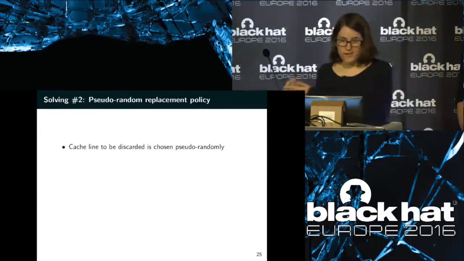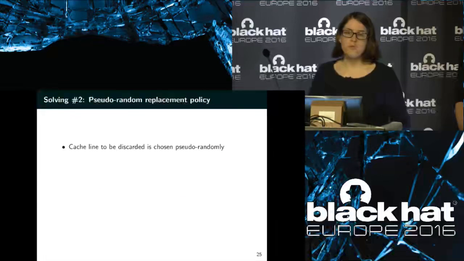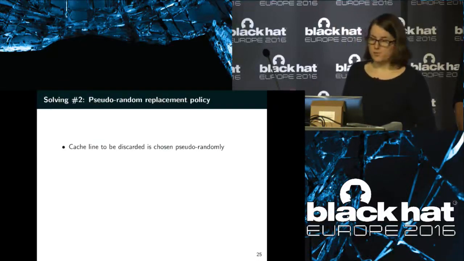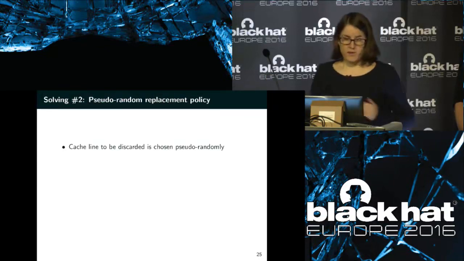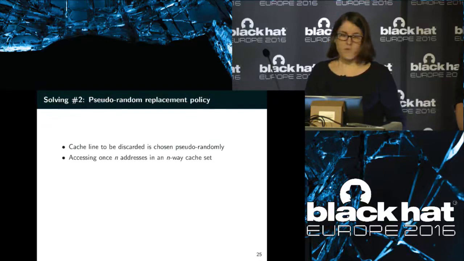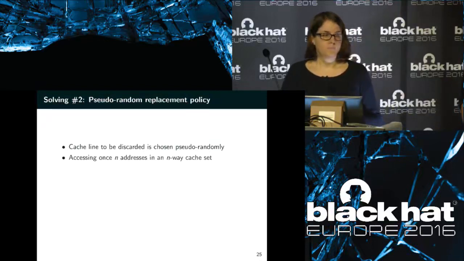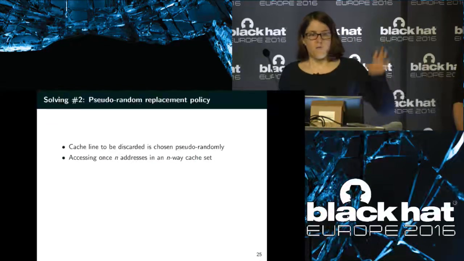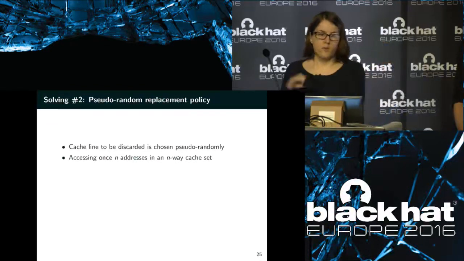Which leads me to the second challenge, this pseudo-random replacement policy, because evicting the cache would be really easy if it was not for this one. The cache line to be discarded is chosen pseudo-randomly. So what we did on kind of all Intel CPUs was accessing only once n addresses in an n-way cache set, as Maurice showed you earlier.